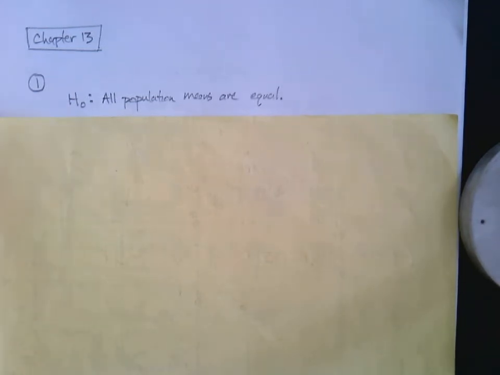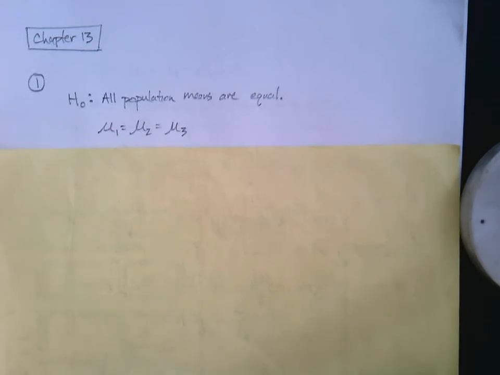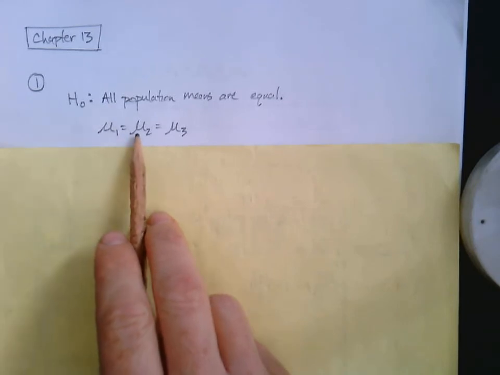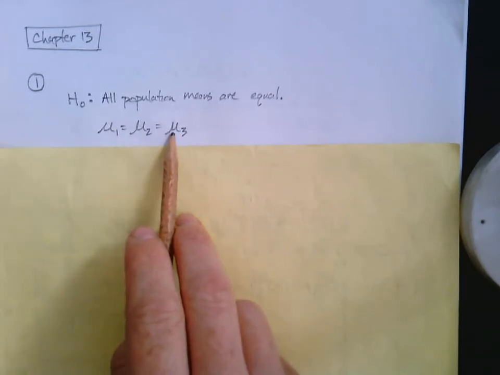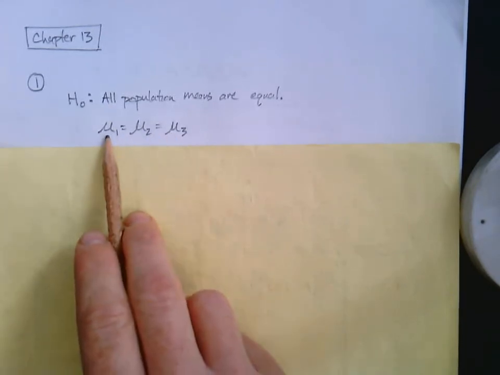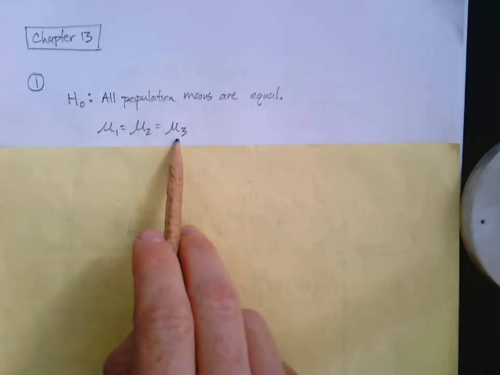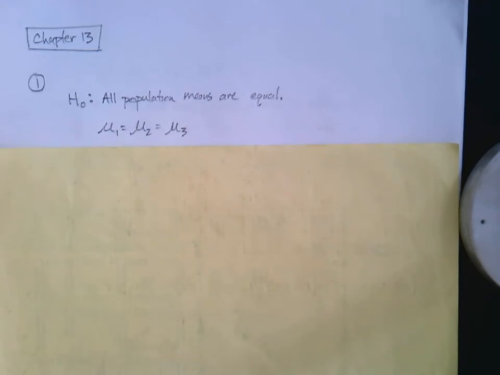Another way you could write the null hypothesis is in an equation style. This is kind of a neat way to do it. We have 3 categories, right? So we could say mu1 equals mu2, which equals mu3. The population mean for medication equals population mean for exercise equals population mean for diet. And that's a nice way to avoid the sentence.